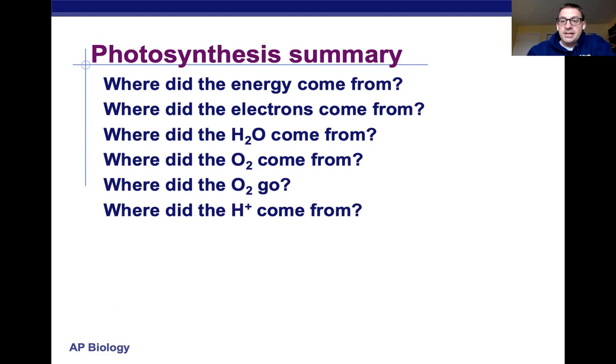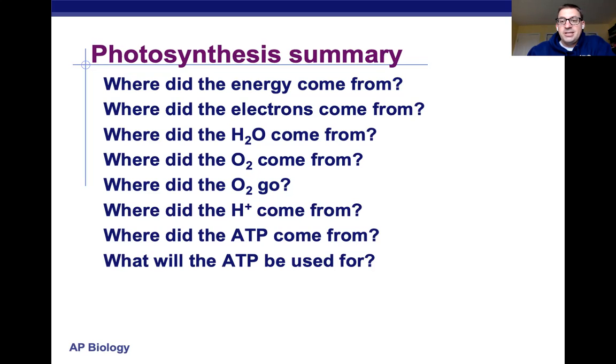Where did the protons, H pluses, come from? They came from the splitting of water, as well as they were present in the stroma and then pumped into the thylakoid. Where did the ATP come from? It comes from the diffusion of those protons through ATP synthase, right? Which allows ATP synthase to make ATP. What will the ATP be used for? It'll be used in the Calvin cycle to start making organic molecules within the plant.